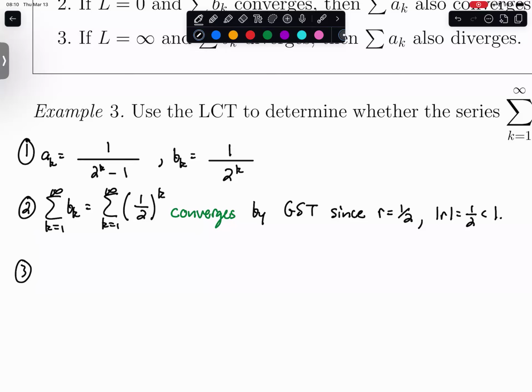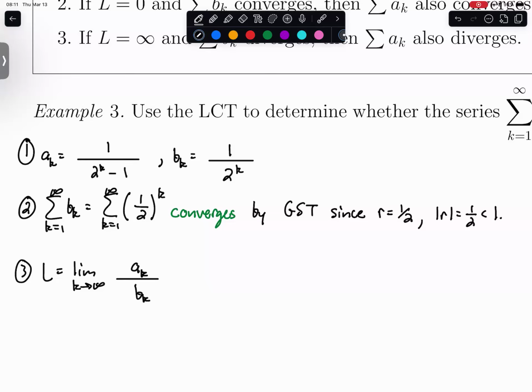Well, now what's going to be different is that instead of doing an inequality, I am required to take a limit. So I am required now to take the limit as k goes to infinity of A of k over B of k.